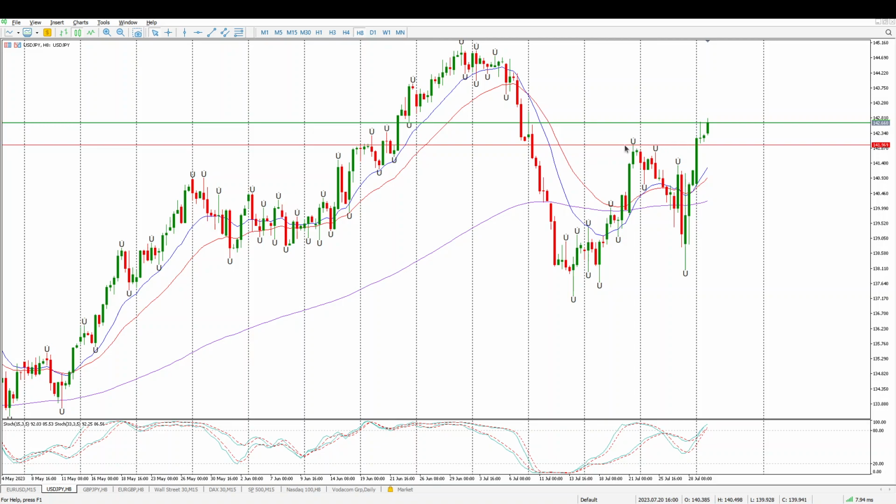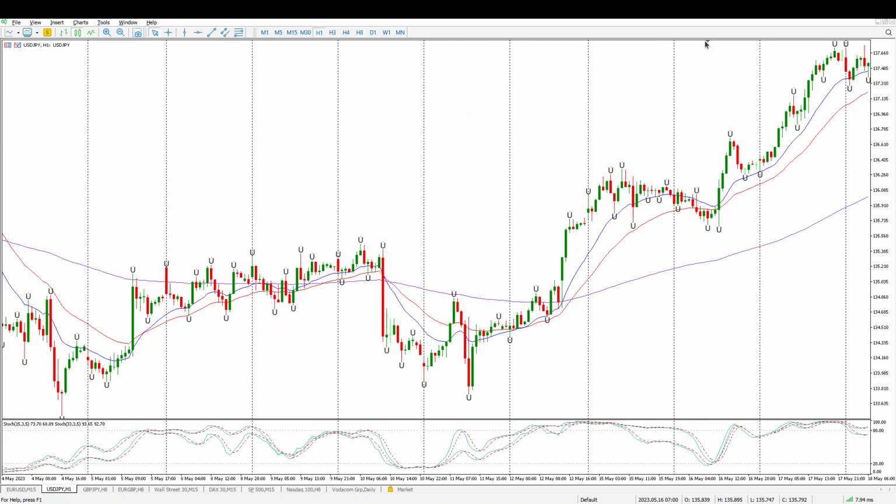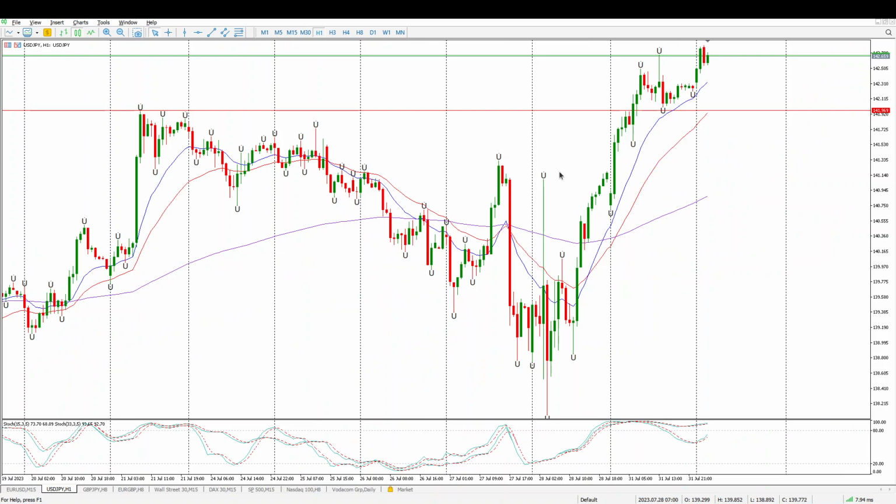Moving on to US dollar Japanese yen. We've broken through this previous swing high of 2 weeks ago. So that is turning into some structure for us as far as I'm concerned. And that means what we're looking for is a retest of this area. We didn't get it yesterday. You can see we broke through it, but we did not come back and test this area.